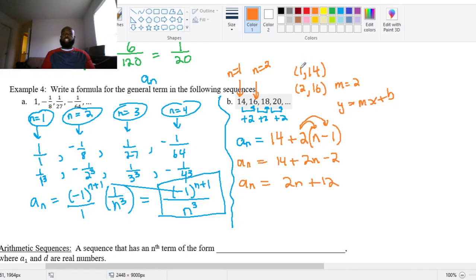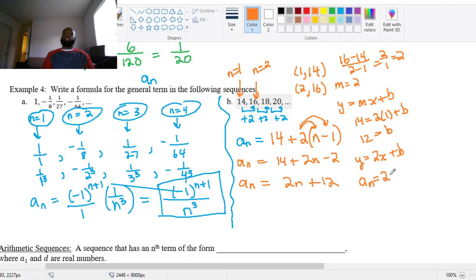And so I'm going to use one of these points for y and x. So that means 14 equals m, which is 2, times x, which is 1, plus b. That means 2 times 1 is 2. Subtract that from both sides, I get b equals 12. And so we get y equals my slope, which is 2. Remember, you can do the change in y over the change in x. That'll be 2 over 1, which is 2. So that's why I have m equals 2. And so I have 2x plus b. So that means a sub n equals 2n plus, and instead of writing b, we're going to actually write what b equals, which is 12.